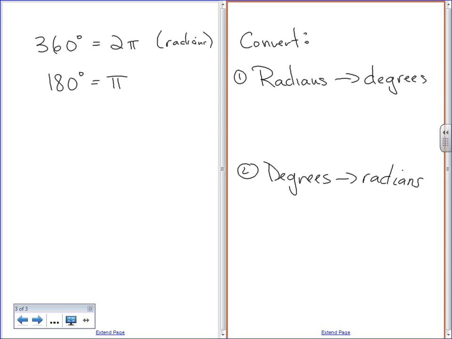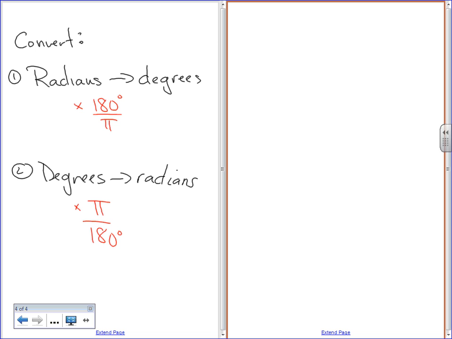The relationship is 180 degrees is equal to pi radians. So if I want to go from radians to degrees, I want my radians to cancel out. So I'm going to multiply by 180 degrees over pi. And if I want to go from degrees to radians, I want my degrees to cancel out. So I'm going to multiply by pi over 180 degrees. Those are my conversion factors.